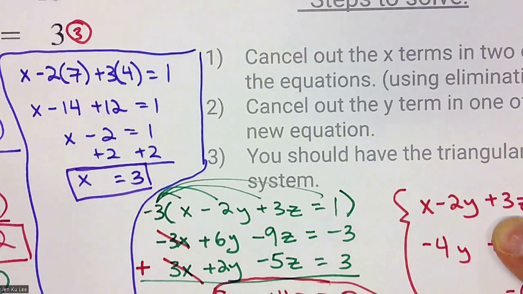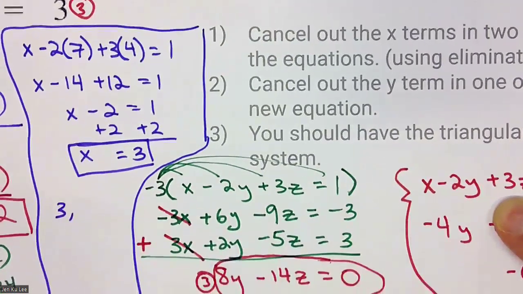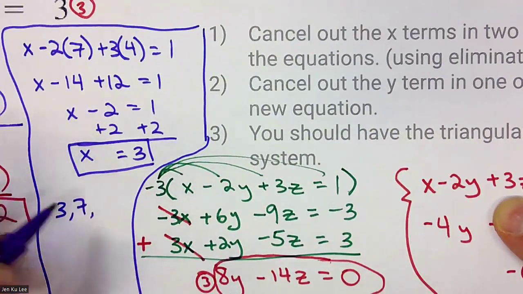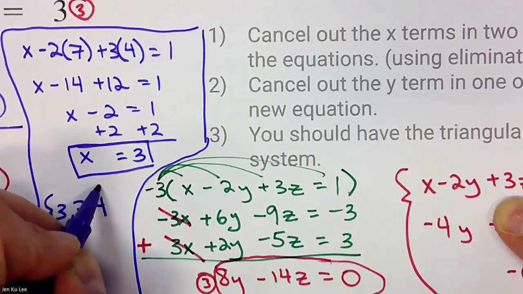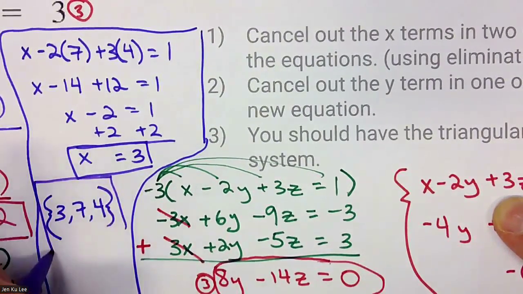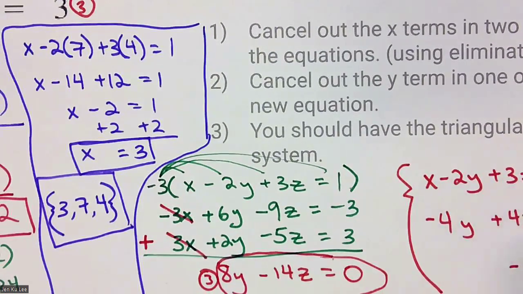Right? So I have an x value of 3, a y value of 7, and a z value of 4. That is my solution. Cool? Okay. So we are good with that.